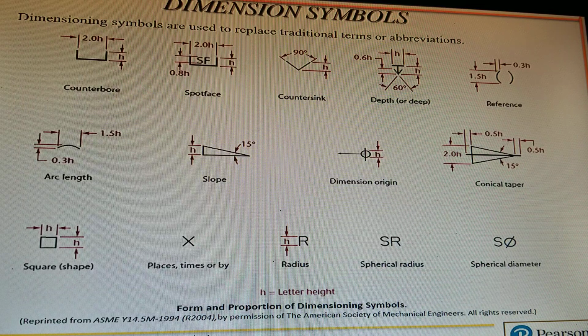The bottom left is square. Places are times by. You might see that on your drawings where you might have 4 holes in a part. They're all the same size, so you'd only give one dimension and say times 4. Okay. Radius, spherical radius, and spherical diameter.